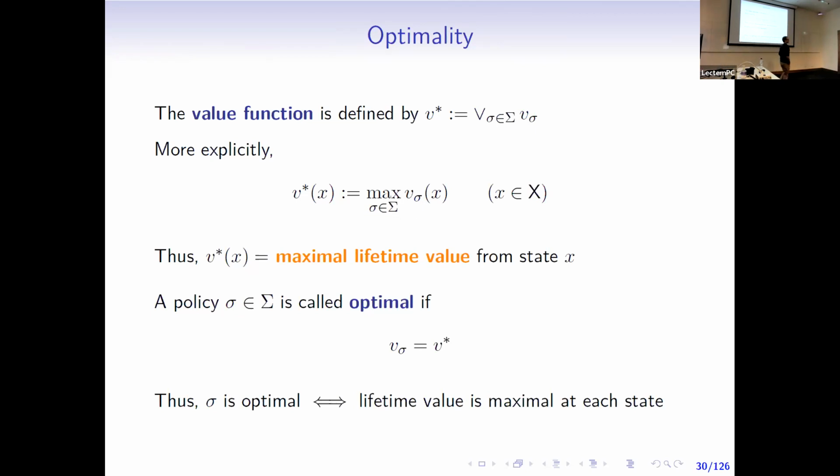Like I said, when I first started studying dynamic programming, I felt really insecure because I didn't know what things meant. I didn't know what expectations meant, and I didn't know what value functions meant. But if we look at it in this way, it's now super concrete. The value function at x is the maximal value we can get, looking over all of the policies.